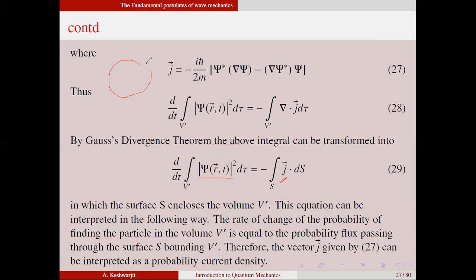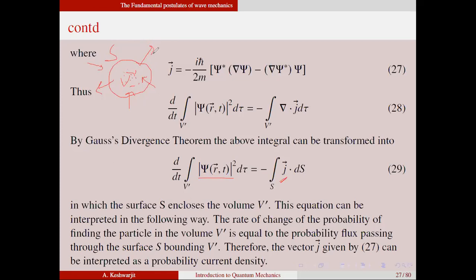Suppose I have a volume V here, and this volume V is bounded by this surface S. This is V prime. I have certain charges inside this volume. Now some charges are flowing inwards. If the inflow is not equal to the outflow, will the charge density remain constant? No. So the charge density inside this volume will change. That change will be related to the net outflow of charges from the volume.